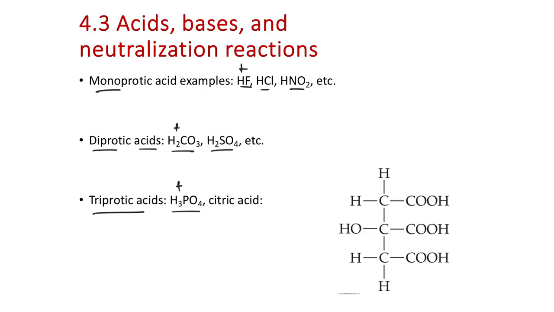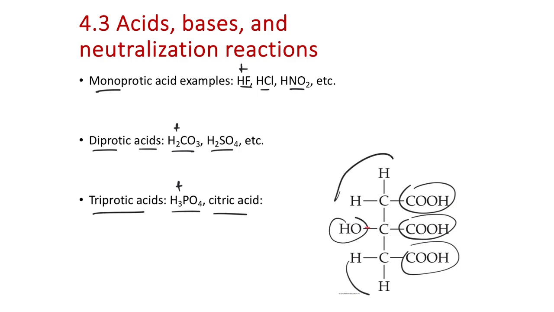Now, if we look at something a little bit more complicated, citric acid has these carboxylic acid groups. It has these CH groups. It has an alcohol group. And so you may be looking at all these hydrogens and saying, well, which of the 3 are acidic? Or which of them are acidic?